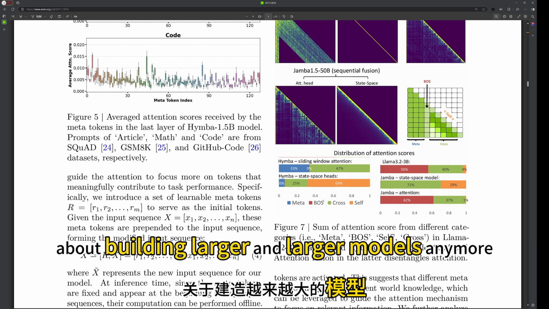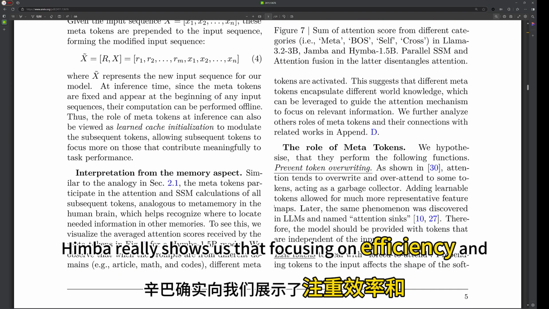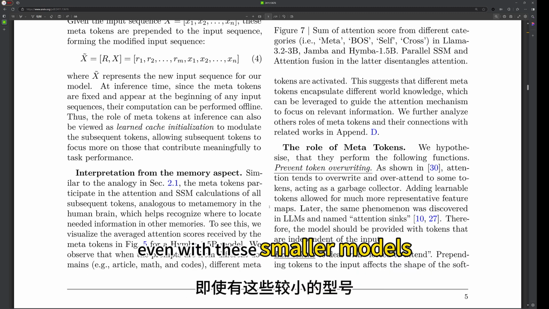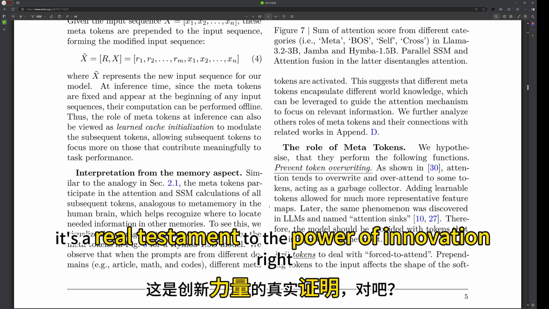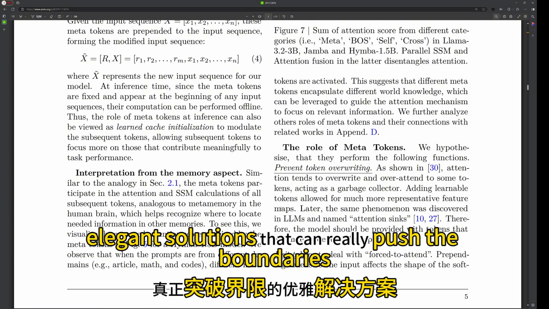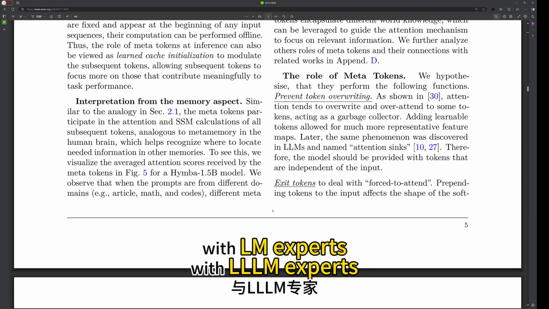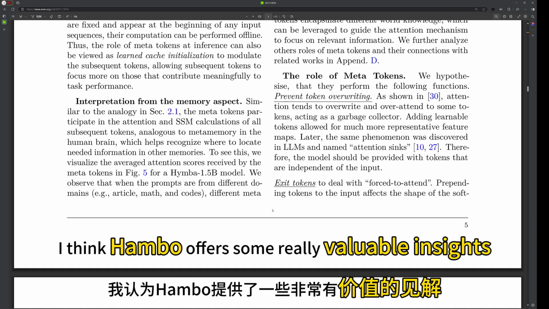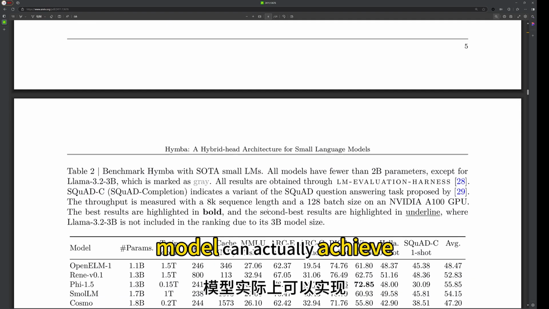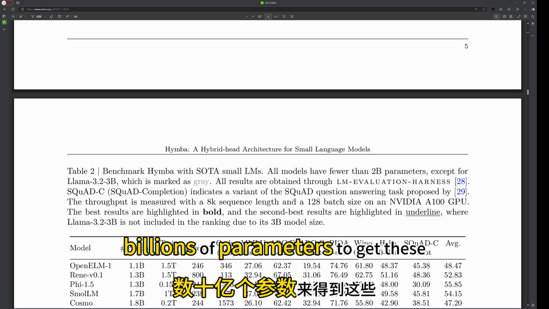It's not just about building larger and larger models anymore. Hymba really shows us that focusing on efficiency and clever architecture can lead to some remarkable performance even with these smaller models. It's a real testament to the power of innovation, right? Yeah, finding those elegant solutions that can really push the boundaries. Absolutely. And for our listeners who are LLM experts, I think Hymba offers some really valuable insights. It challenges some of the assumptions of what a small language model can actually achieve. You don't need billions of parameters to get these state-of-the-art results.